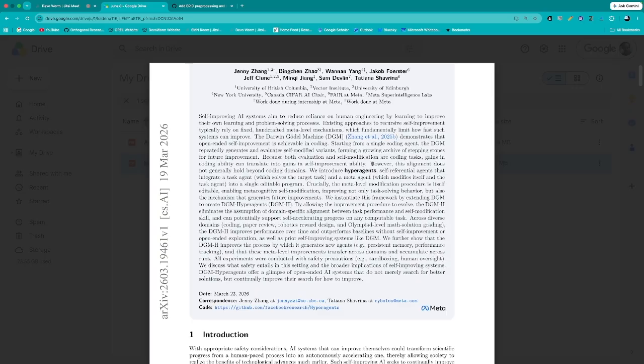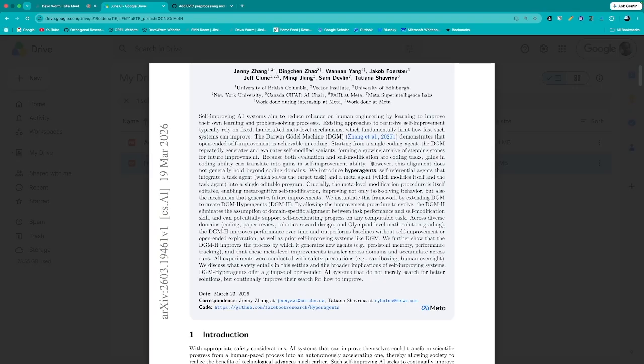However, this alignment does not generally hold beyond coding domains. Okay, so this is an alignment problem that's being solved here. They can do this in coding domains, but it's a limited approach, because that's an easy way to characterize improvements in behavior, because it's something that's very easy to make quantitative, and it's easy for the agent to self-evaluate.